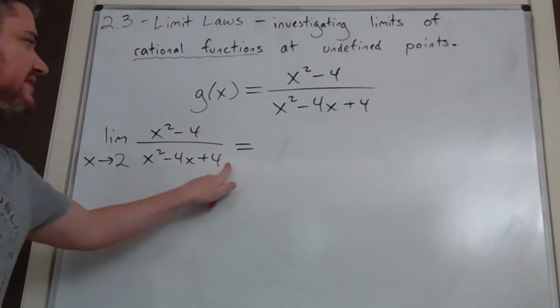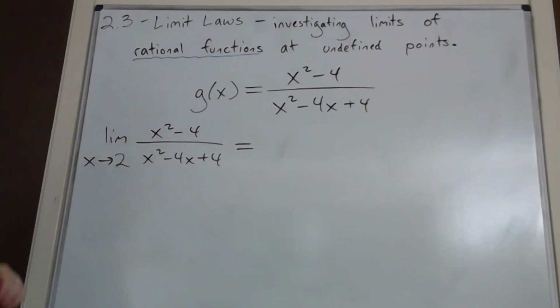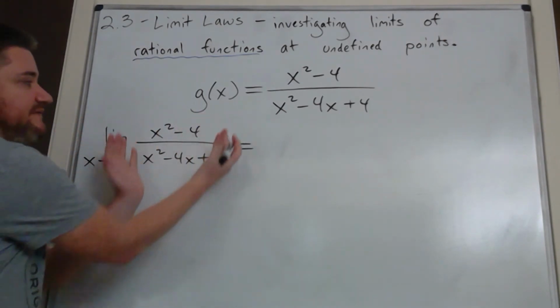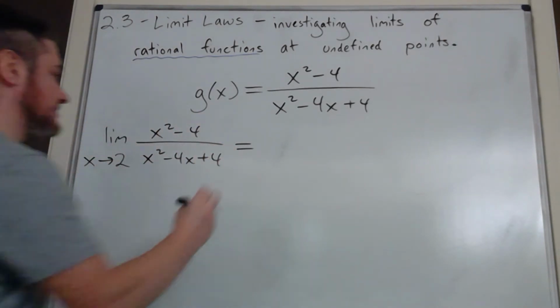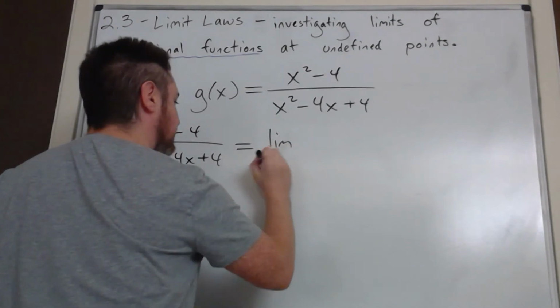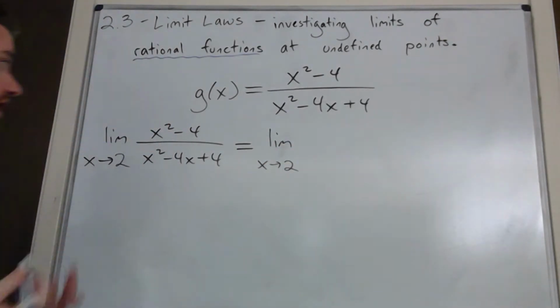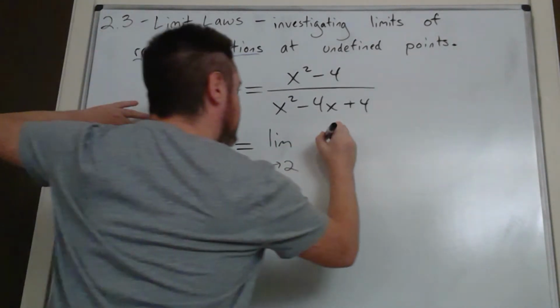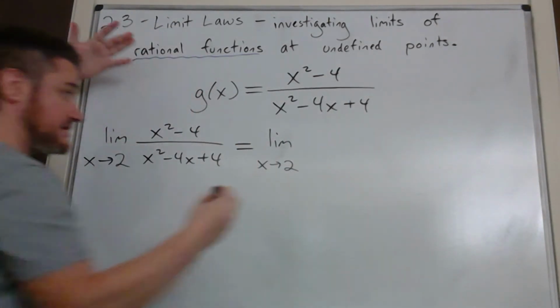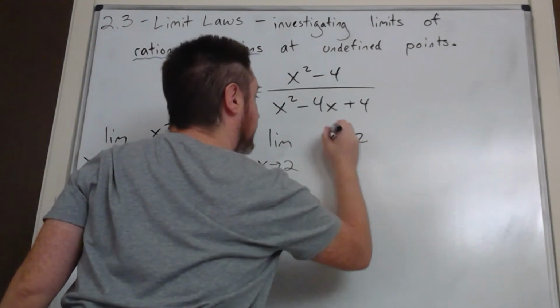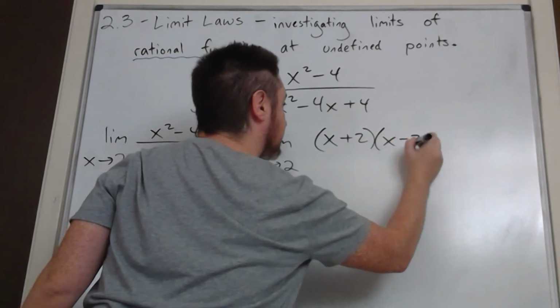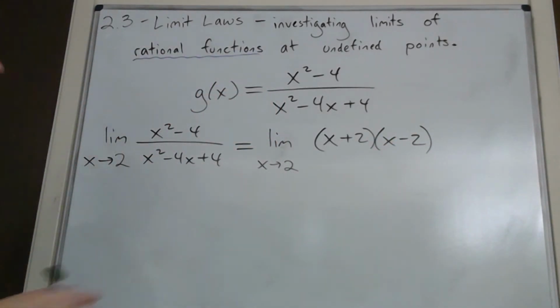What I'm going to do next is factor the top and factor the bottom. While I'm doing that, I'm not evaluating the limit yet. I'm still going to evaluate the limit, but I'm just going to focus on what's happening inside of there, which means I still need to write the limit as x approaches 2 of, what's my new function going to be? This is what we call a difference of perfect squares. It factors easily into what we call conjugates, x plus 2 and x minus 2.